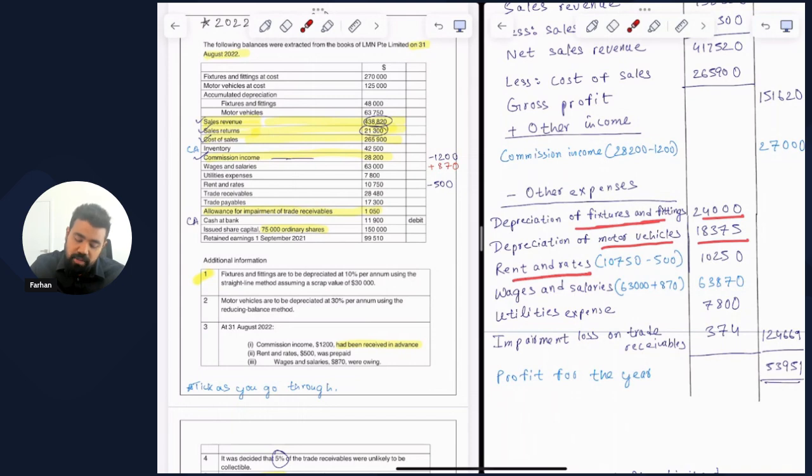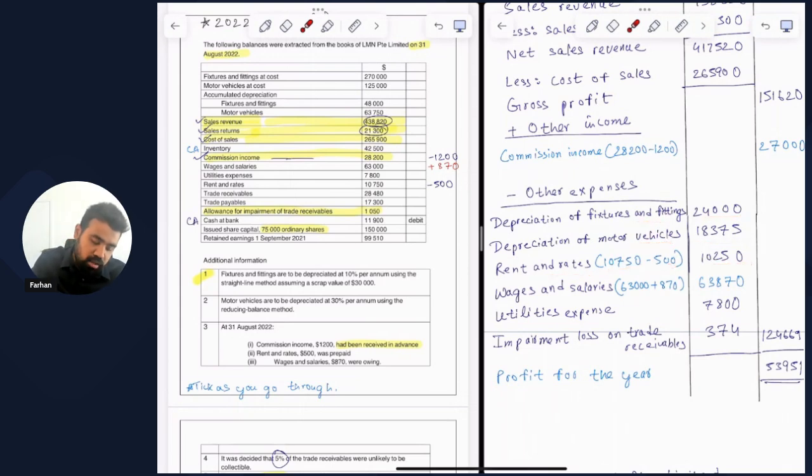Then we find the rent and rates expense. So how do we find the rent and rates expense? Originally we are given $10,750, and we have to subtract $500, which are the prepaid rent and rates expense, which refers to a current asset, an amount that we have paid in advance, but we really do not have an expense at the moment. So when you prepare the statement of financial performance, you need to subtract this 500 because this is not really part of an expense, but rather a current asset. So altogether, we get 10,250.